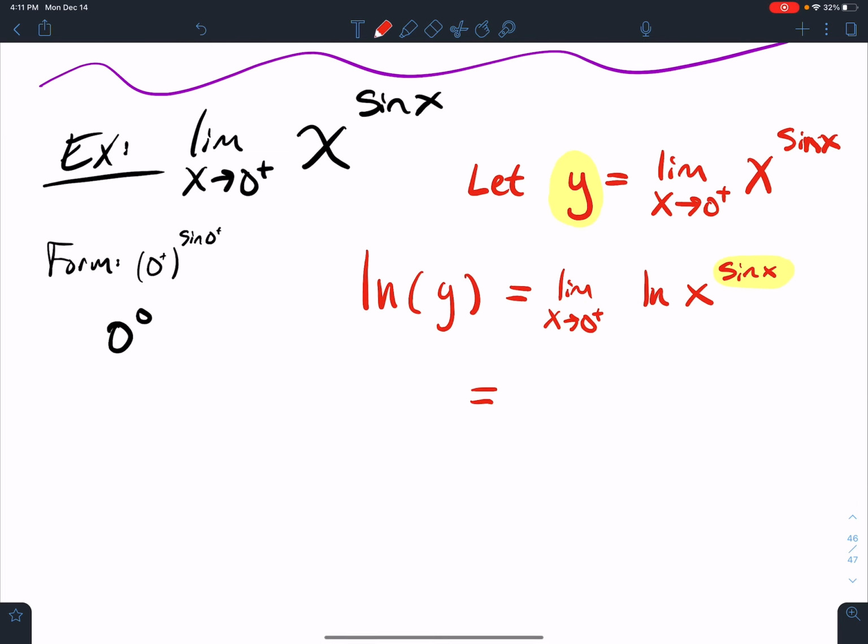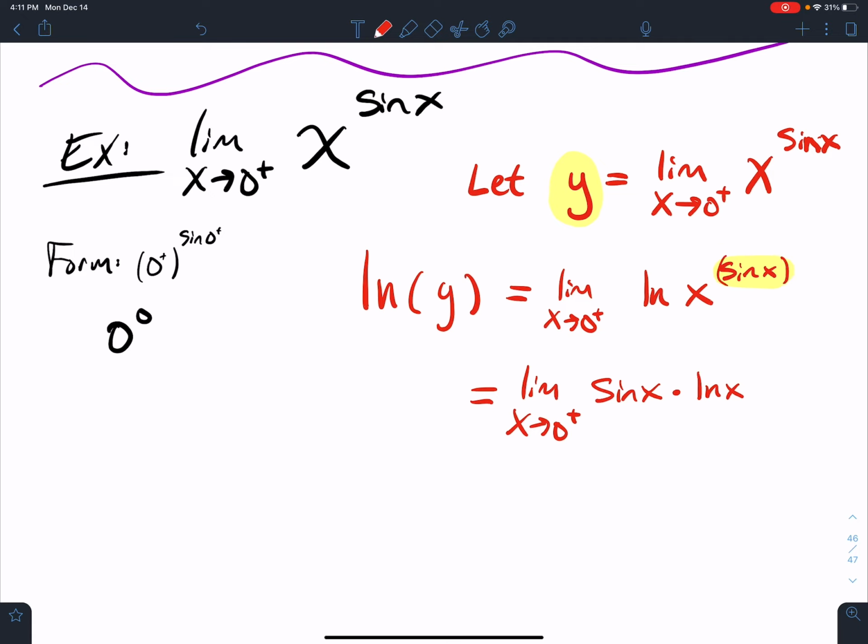So this becomes the limit as x goes to 0 from the right of sine x multiplied by the natural log of x. Okay, remember that exponent comes out front, the power rule. That's why we use log to bring the exponent down to the level where we can work with it. Now look at the form. What's the form here? Can we use L'Hopital?